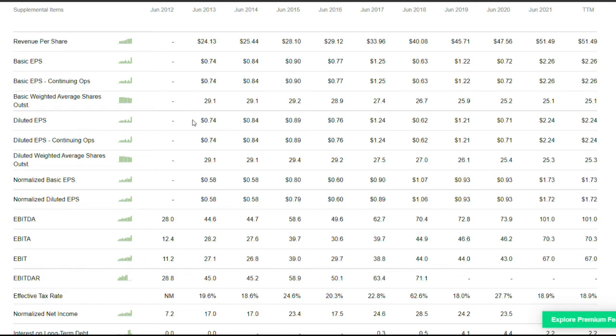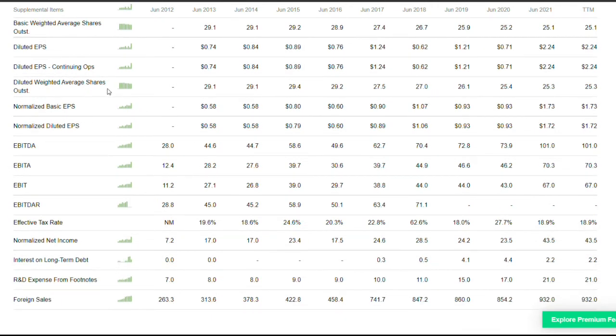Diluted earnings per share is also going up over time, and the diluted earnings per share for continuing operations is also mentioned here. That is also going up over time. Diluted weighted average shares outstanding is the diluted amount of shares outstanding after including the preferred stock issues. That is also mentioned here, and it's also going down over time.